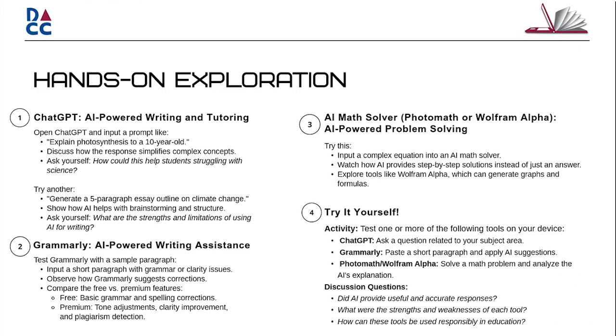Now I'm going to ask you to try this yourself. Test one or more of the following tools on your device, whether it's ChatGPT, Grammarly, Photomath, Wolfram Alpha, or any other platform that you've heard of that you want to explore. And ask yourself these questions. Did AI provide useful and accurate responses? What were the strengths and weaknesses of each tool? And how can these tools be used responsibly in education?